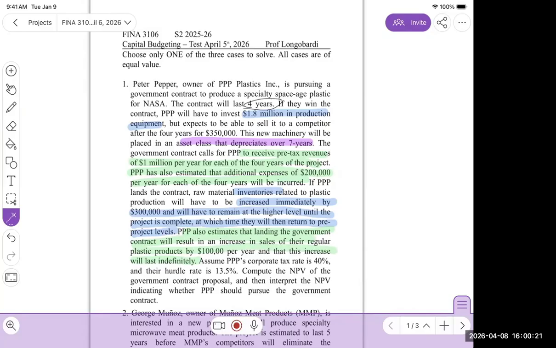Assume PPP's corporate tax rate is 40% and the hurdle rate, so that's their required rate of return or cost of capital, is 13.5%. Compute the NPV of the government contract proposal and then interpret the NPV indicating whether PPP should pursue the government contract. Okay.